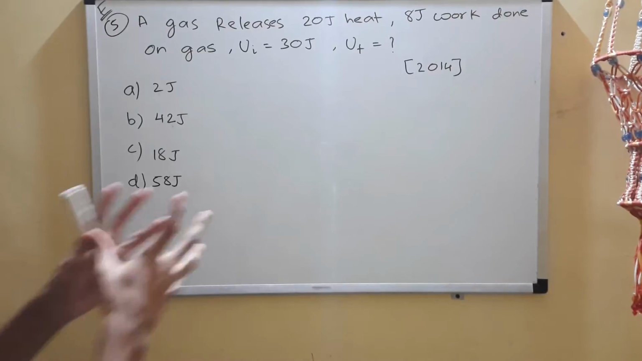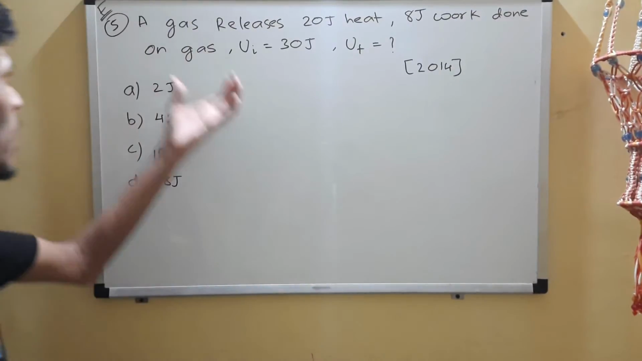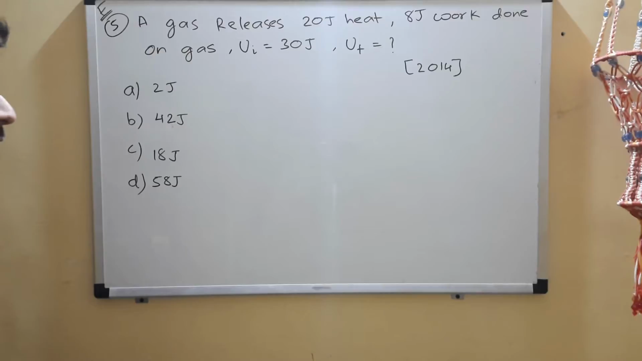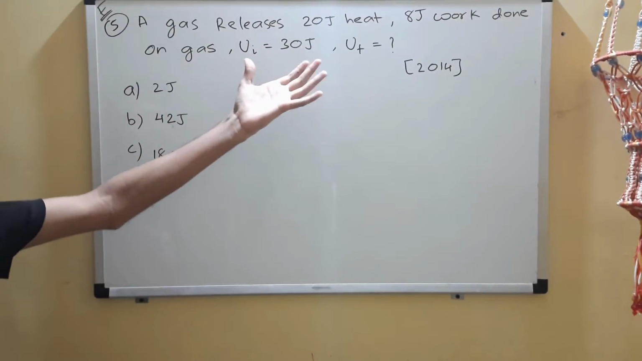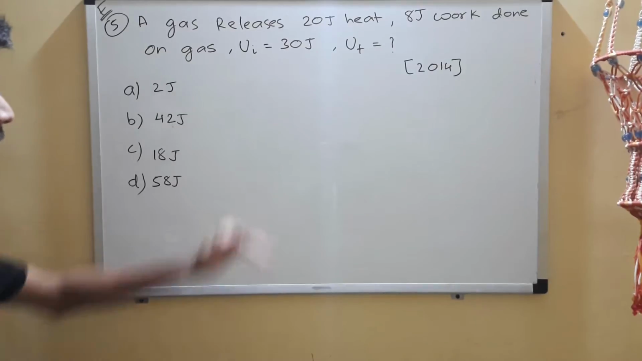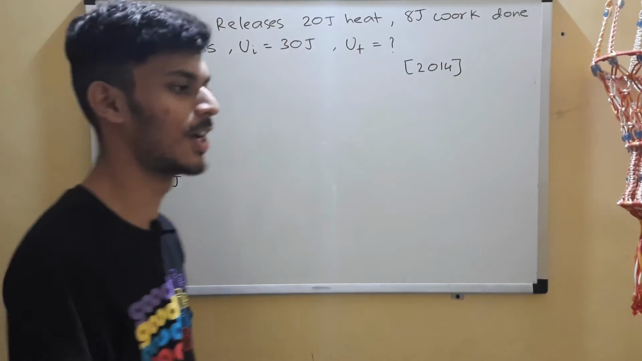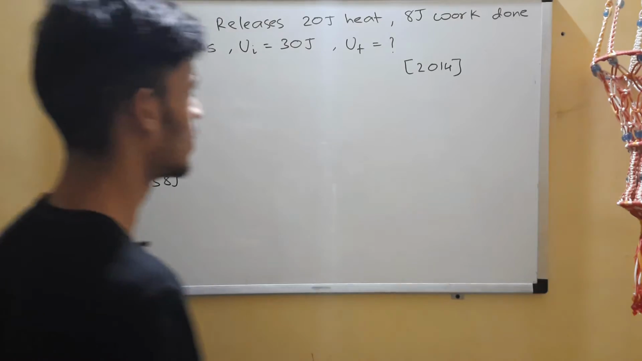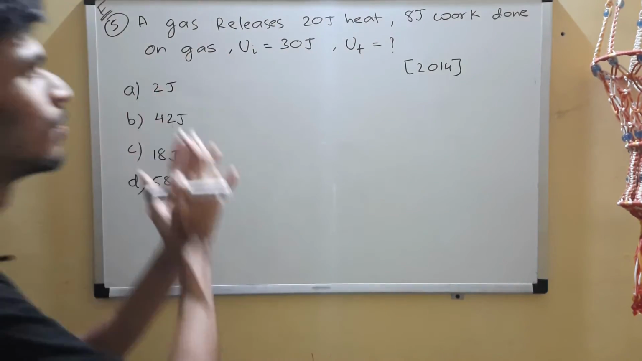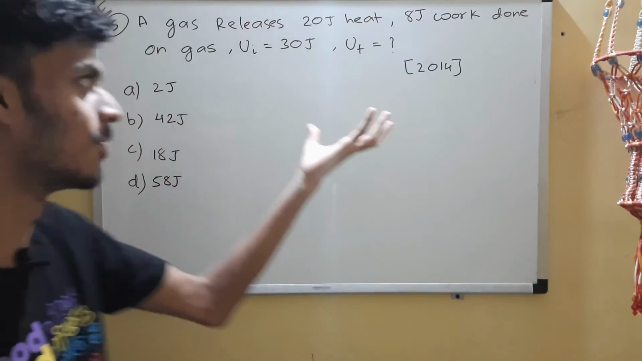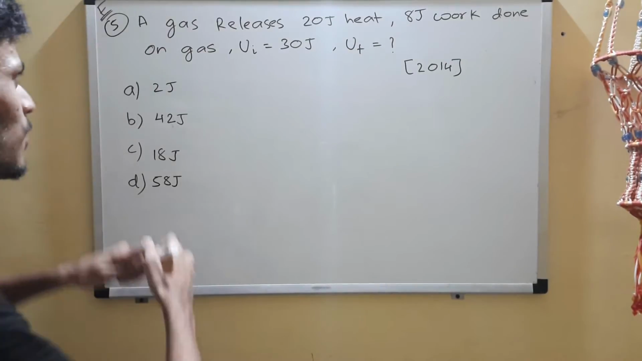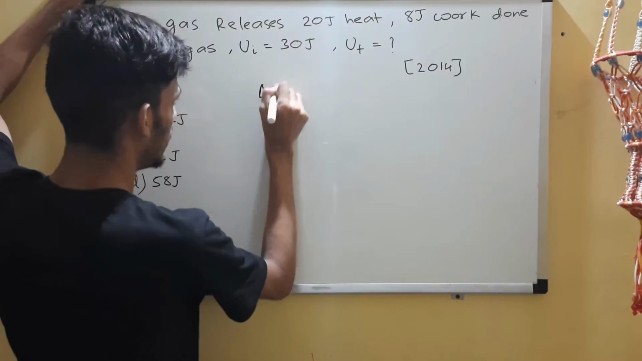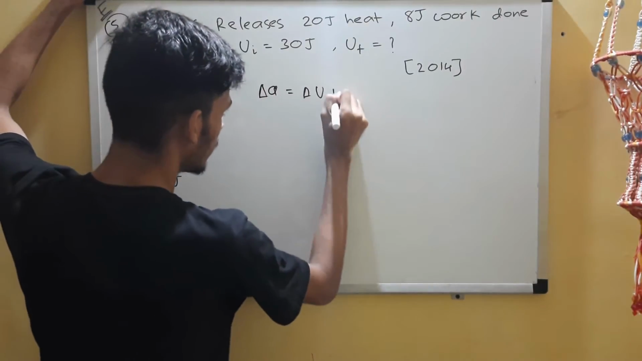Question 5 over here from 2014. In this question, a gas releases 20 joule of heat, 8 joule of work is done on the gas, right? And the initial internal energy of the gas is 30 joules. You are supposed to find the final internal energy. So basically you can see all the terms of the first law of thermodynamics over here, right? Heat, work, internal energy. So just apply the first law of thermodynamics. It is a formula based question.